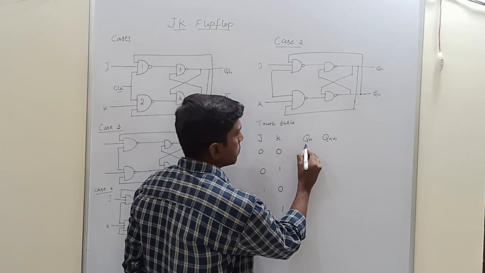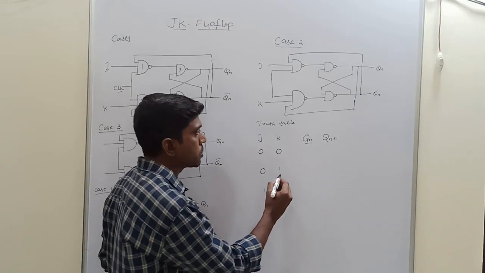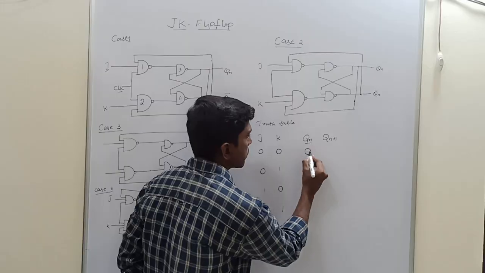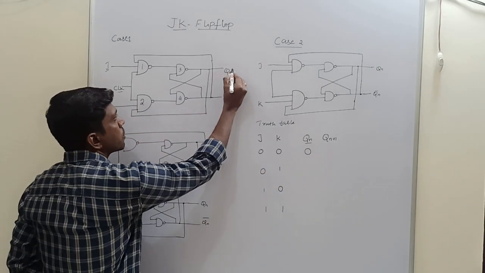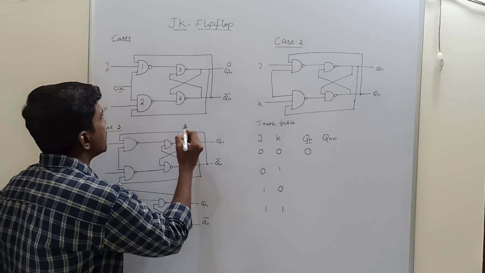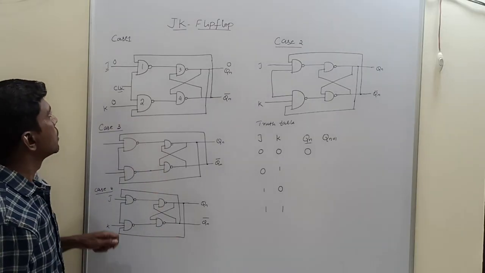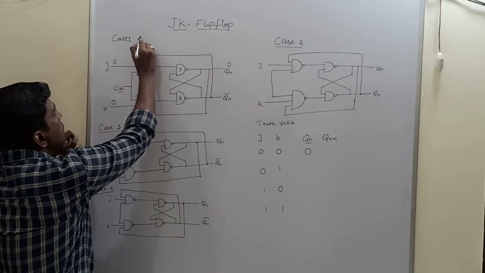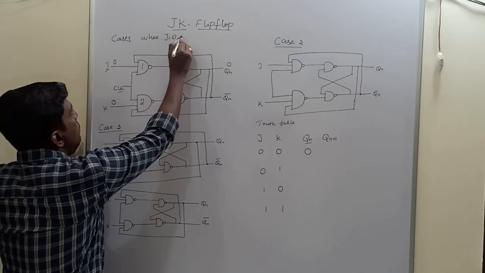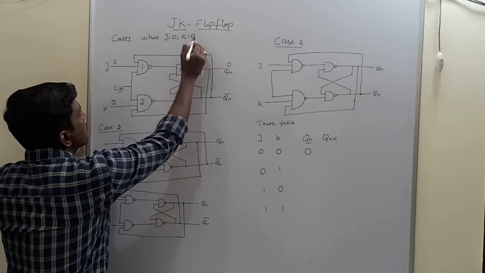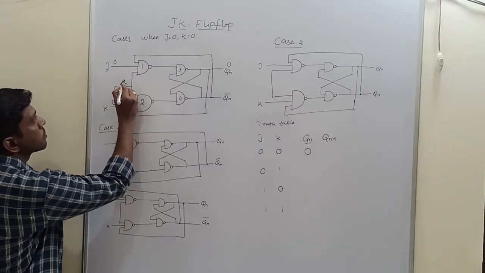Let me assume Qn. Qn is the present state and I don't know the value, so let me assume the Qn value is 0. So the first case, Qn equals 0, J value 0, K value 0. So it's case 1. When J equals 0 and K equals 0, the clock signal is 1.